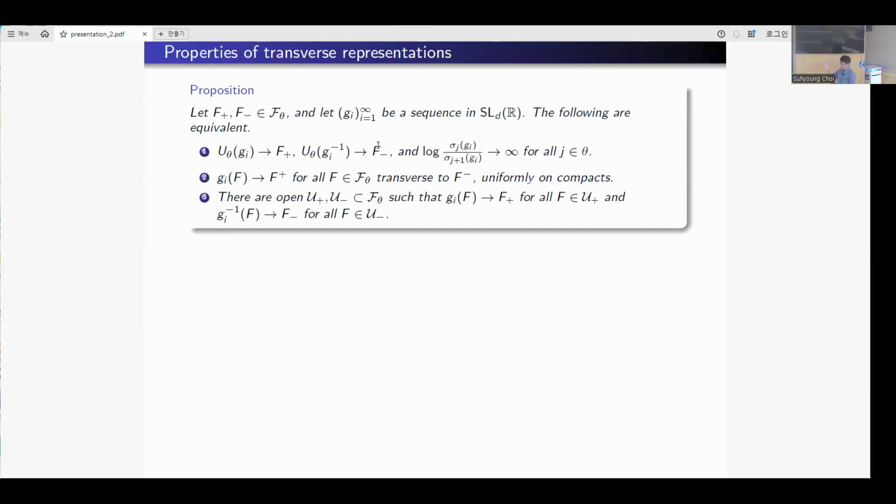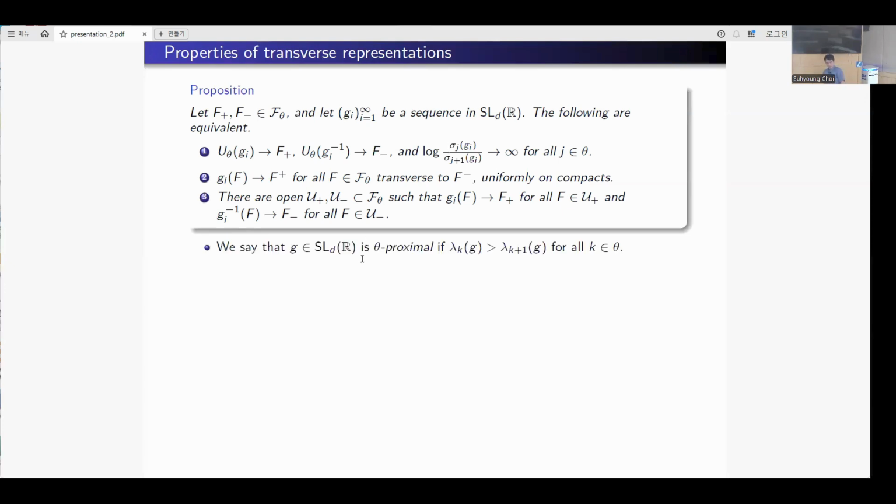This is the key linear algebra proposition that everything here uses. The point is that your ratio of singular values going to infinity has a geometric meaning: it means that you can find open sets that get sucked into your F plus and F minus.